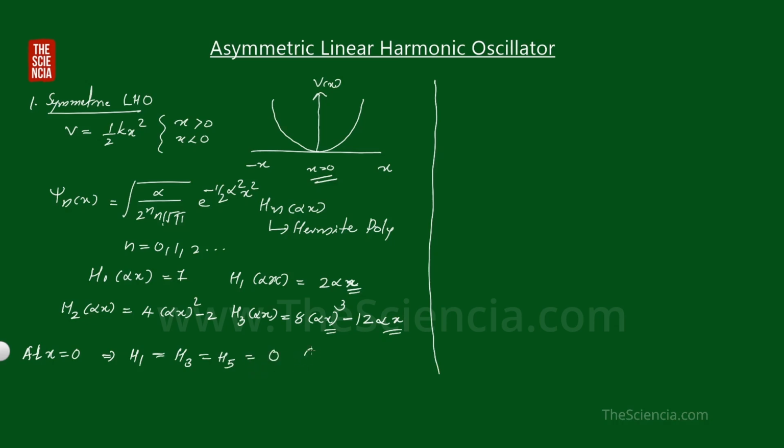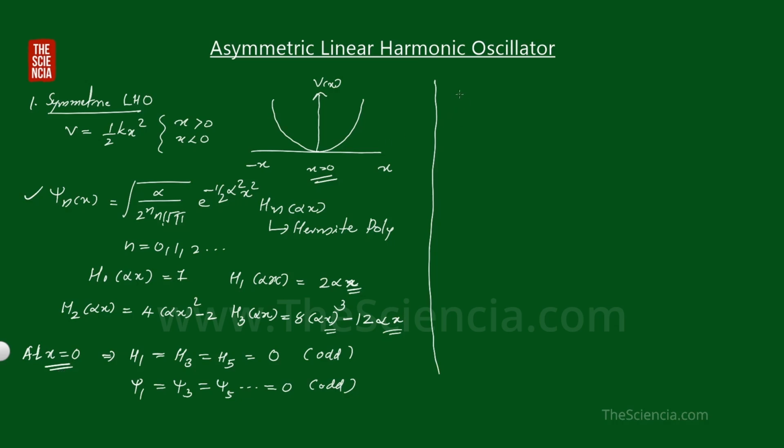These are the odd terms. So the corresponding wave functions, that is psi 1, psi 3, psi 5, etc., will be equal to 0. That is, the odd wave functions will be equal to 0 at x equal to 0 for a symmetric linear harmonic oscillator.